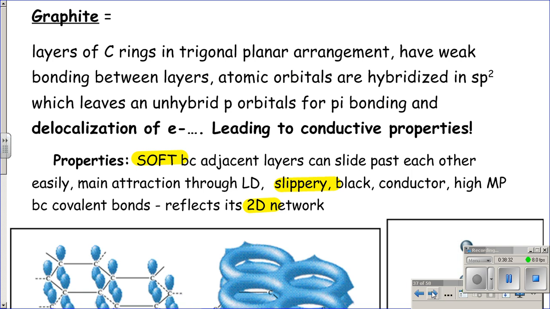Does the weak bonding between layers allow it to treat? Allows it to, yeah, it serves as a lubricant for machines too. It allows it to be slippery like it is on your paper, and it leaves a streak. Much softer than diamond.